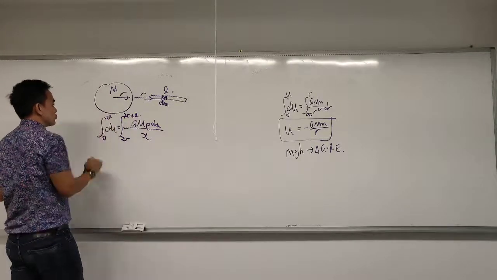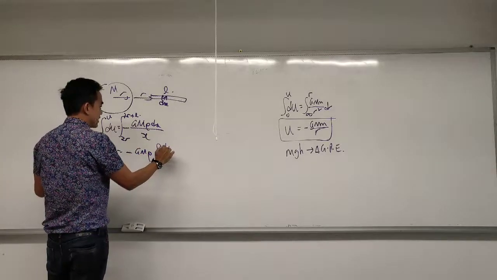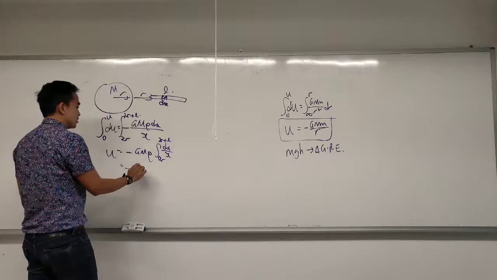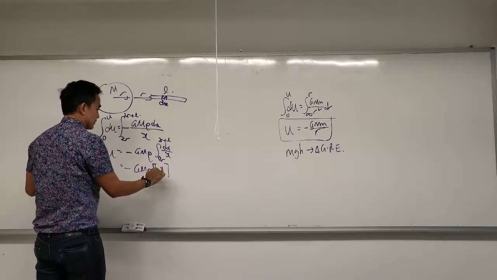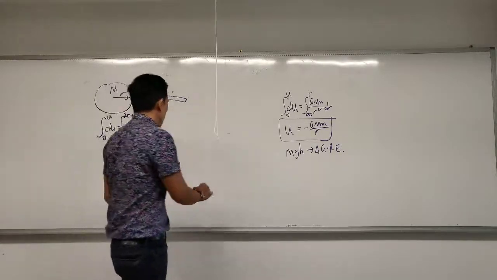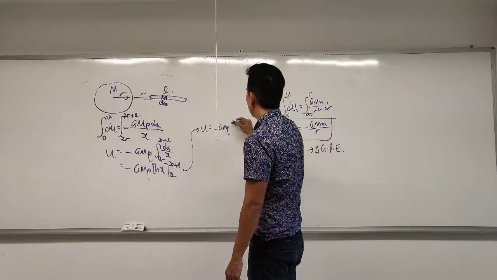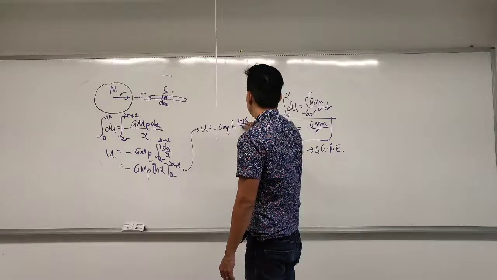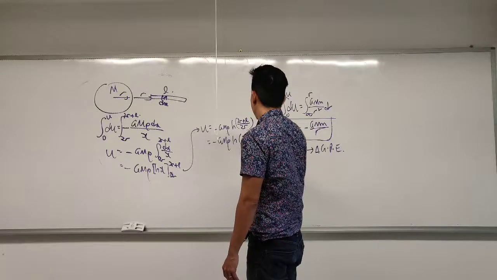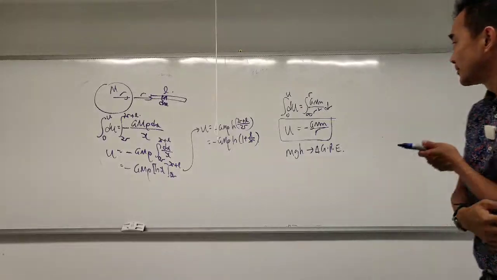This will be 0 to U. So U will be equal to minus GM rho integral of dx over x from 2r to 2r plus L. This will give you minus GM rho ln x from 2r to 2r plus L. Now this will give you potential energy equals minus GM rho ln of (2r plus L) upon 2r, which is minus GM rho ln of 1 plus L upon 2r. So that's the potential energy of the system. All right.